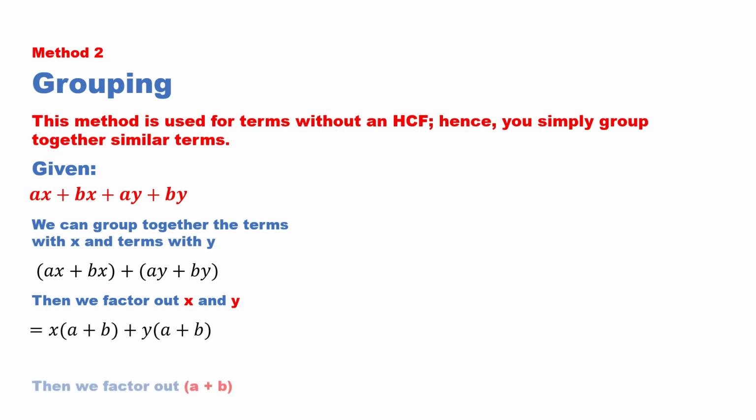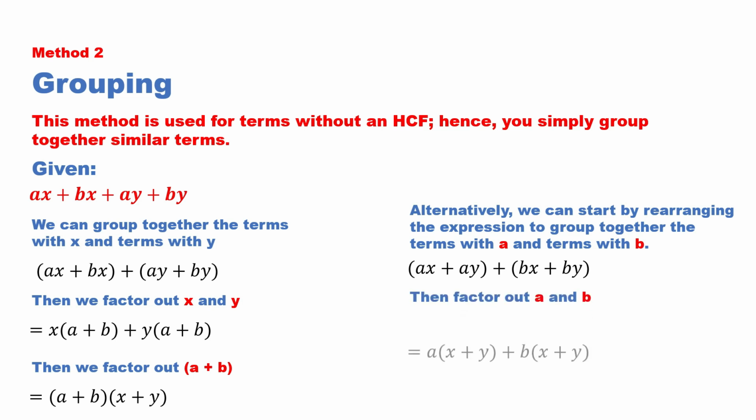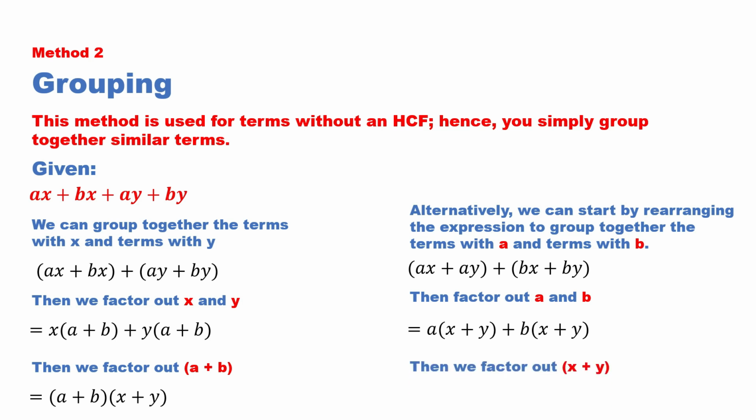Also, for y we get the same result. So we can also factor out a plus b, which is in brackets, and we will get a bracket with x plus y. Alternatively, we can also rearrange our expression and make groups of a and b instead of x and y. So if we do that, we will factor out a and b and get x plus y in brackets. Hence, we can proceed to factor out x plus y in brackets and get another bracket with a plus b.